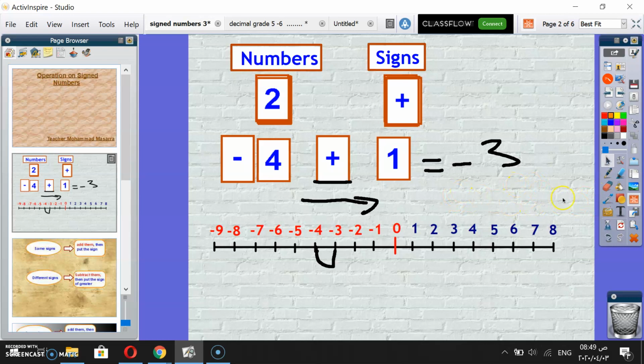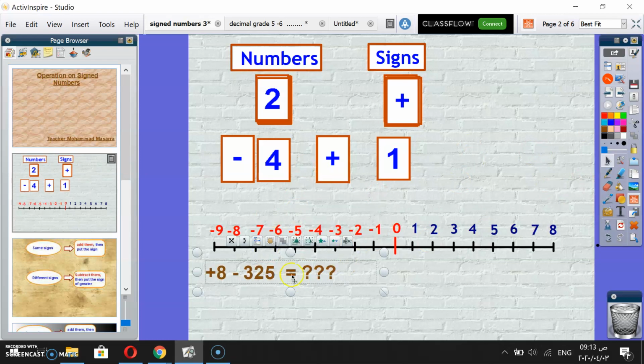Well, that sounds good, but what if we are dealing with big numbers or decimal numbers? For example, plus 8 minus 325. So here is plus 8, negative sign. So I should go to the left by 325 units. So here plus 8, 1, 2, 3, 4, 5, 6, 7, 8, 9. Then I will count till I reach 325. So in your opinion, is it a practical way or a logical way to do that? I think it will take about half an hour and I need 10 papers to complete the number line. So we can't use the number line when we are going to solve operations like that.